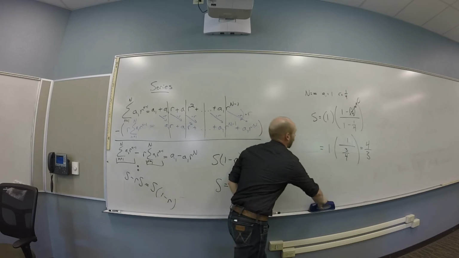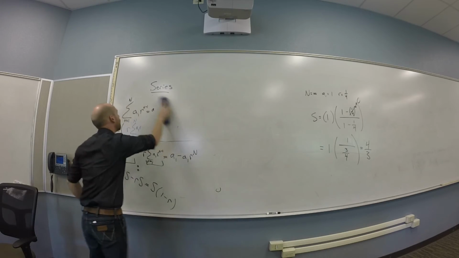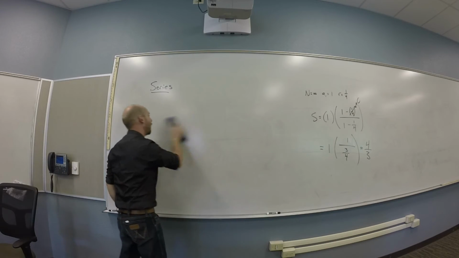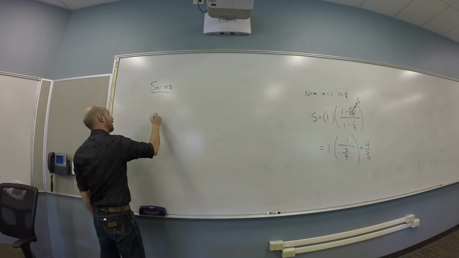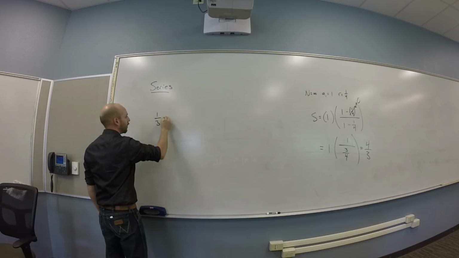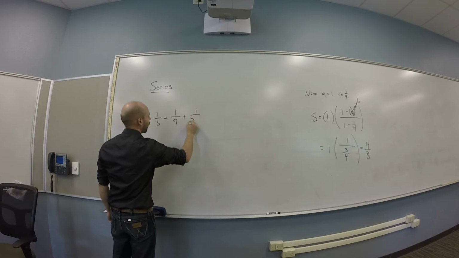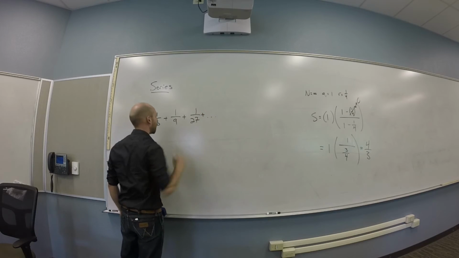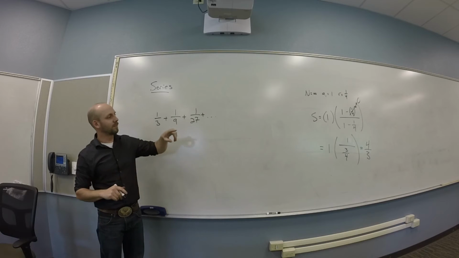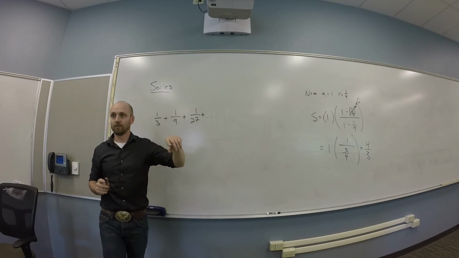Okay, so I would like you all to take a second and see if you can sort out 2 different ways: one third plus 1 over 9 plus 1 over 27 plus and so forth. So see if you can sort this out using both the summation formula and the picture. Cool? Ready, set, go.